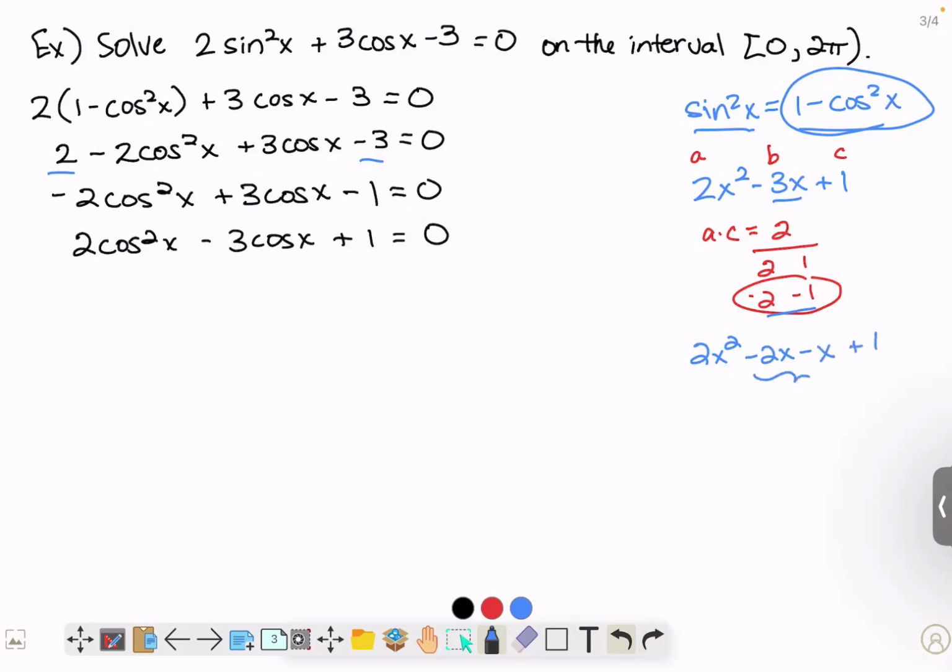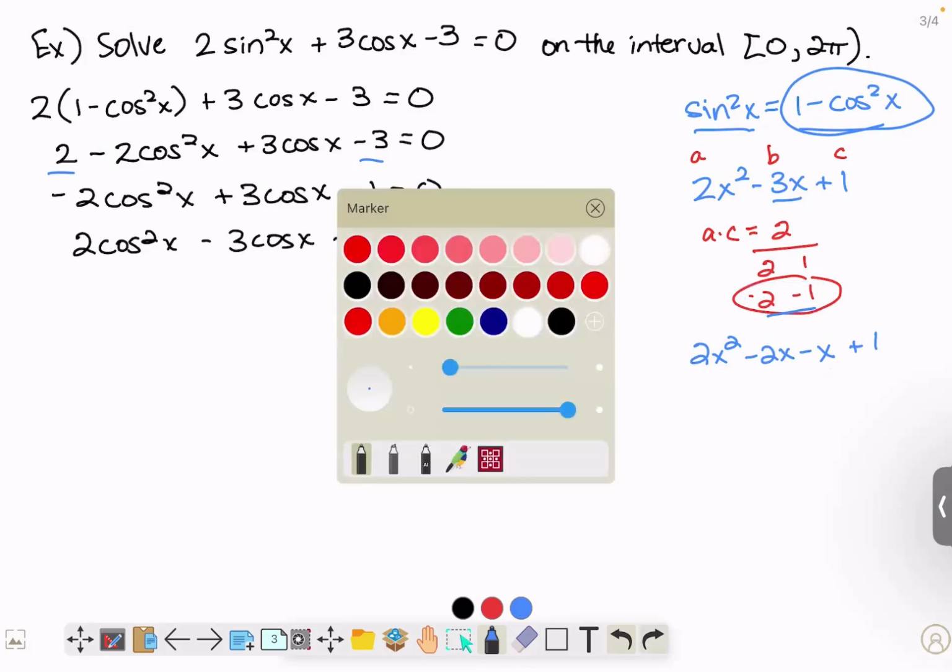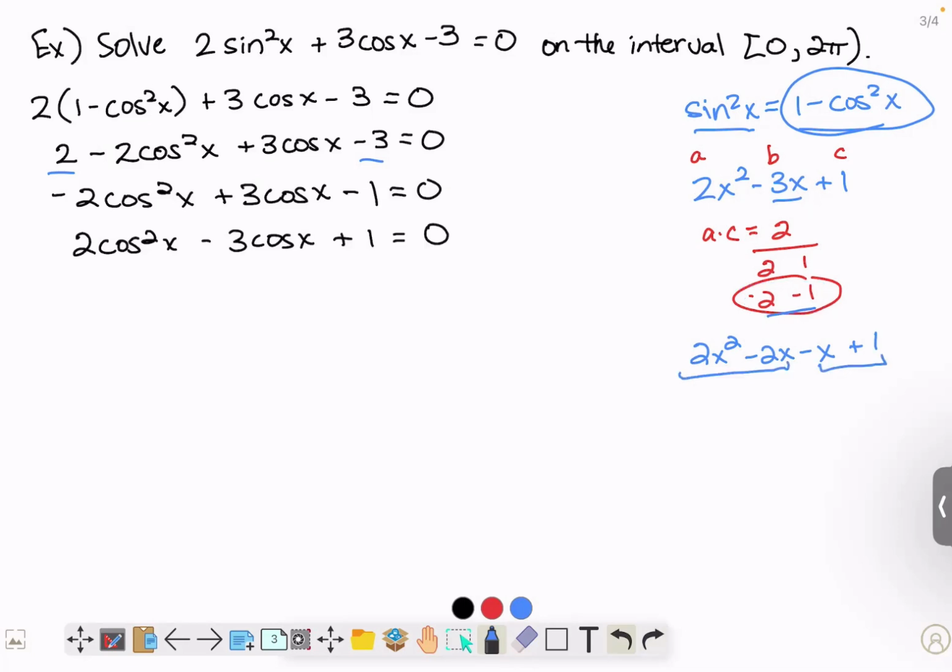So this part here is still negative 3x, and I split it up using the numbers that I decided on from a times c. Next step is to factor by grouping. You group any way you want to, and you take out the greatest common factor. From these first two terms, they definitely have a 2 in common. They also both have an x. So the greatest common factor is 2x.